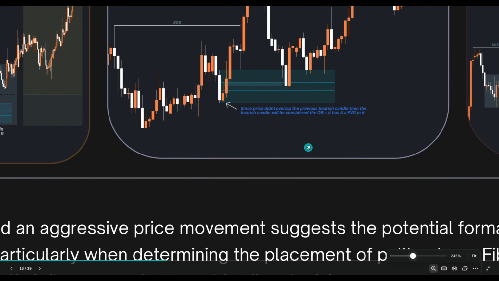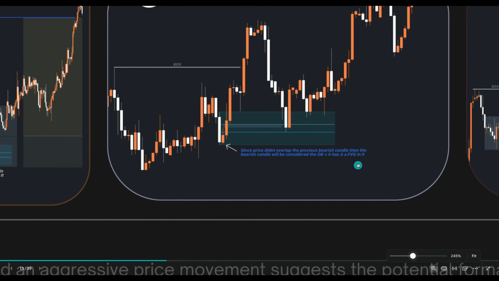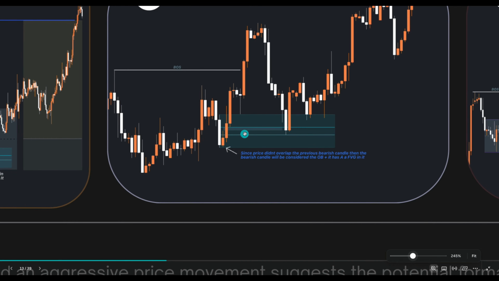So since price didn't overlap the previous bearish candle, then the bearish candle will be considered the order block, plus it has a fair value gap in it. So see, this little fair value gap in it, you could consider that as the order block. Now what I've noticed is, and this is actually something that I do and I've seen other traders do, they'll actually use these two consecutive candles as an entire order block in itself.